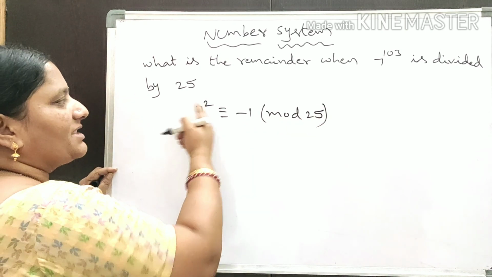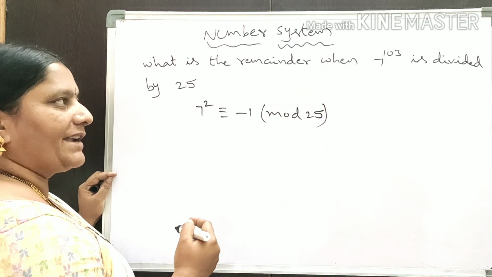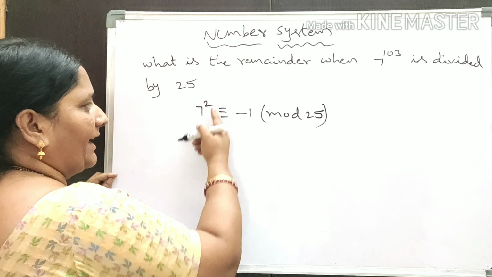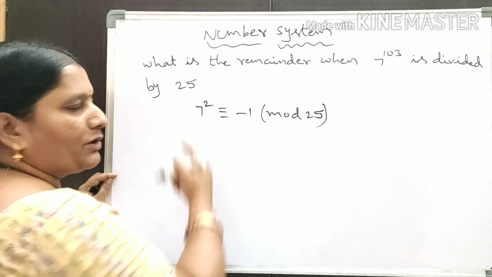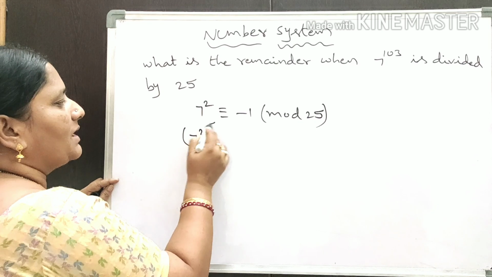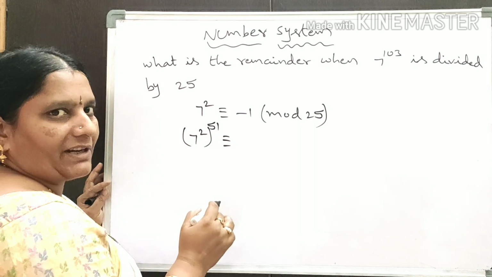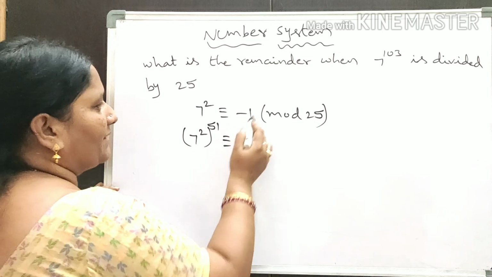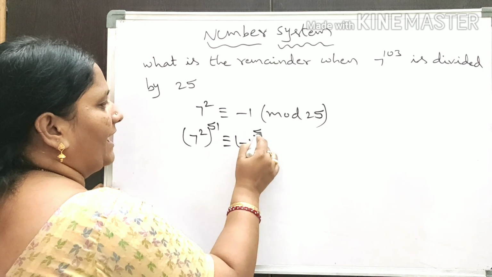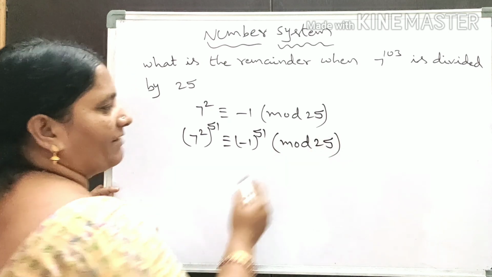Now we have to make this 7 square as 7 to the power of 103. Directly we cannot do that. So let us take 7 square whole to the power of 51. At the same time for RHS also we have to do for the minus 1 whole to the power of 51. Same operation we have to do for RHS modulo 25.